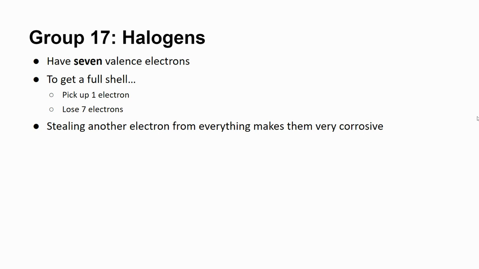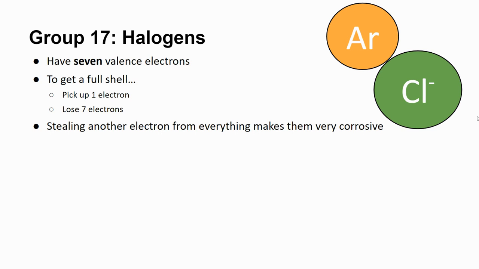And this actually makes them very corrosive because they tend to corrode other elements by stealing their electrons. So for example, chlorine. Chlorine is only 1 electron away from being stable like argon. And so if it takes an electron from, say, something like sodium, then it would be stable.